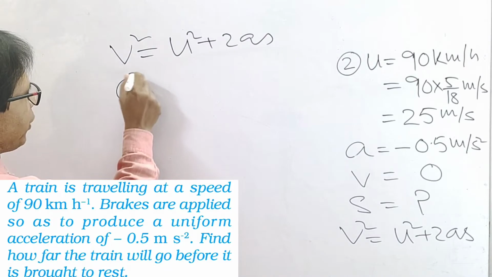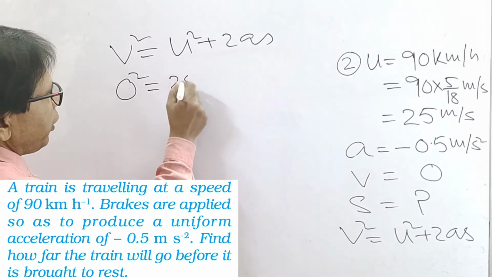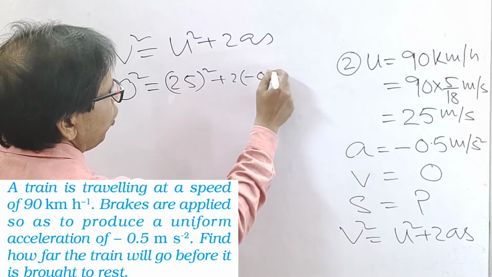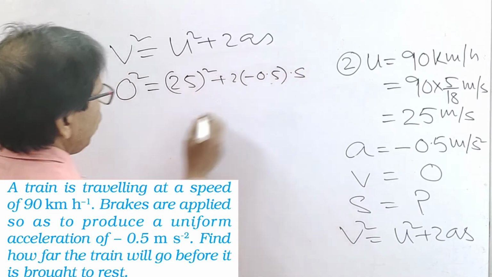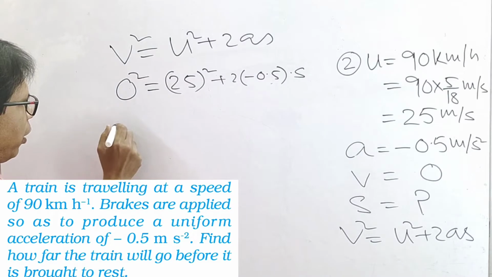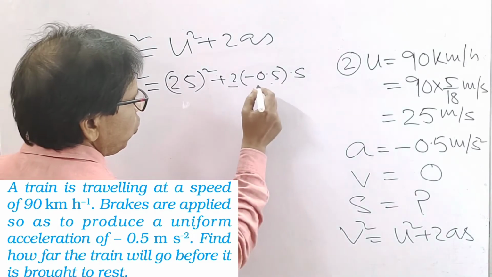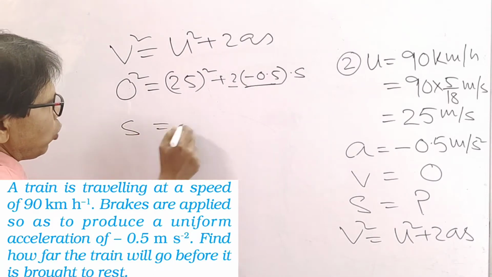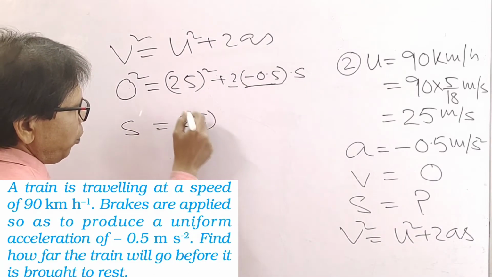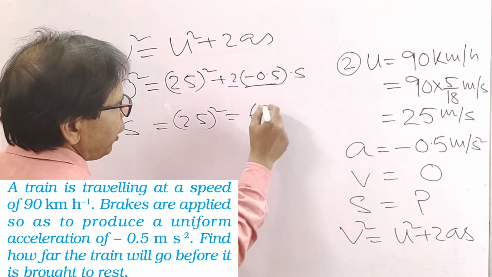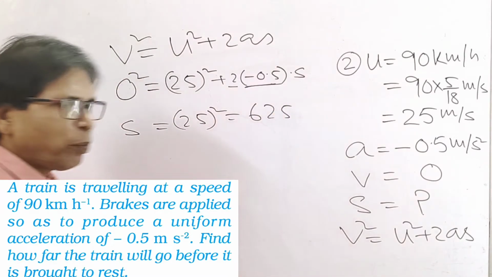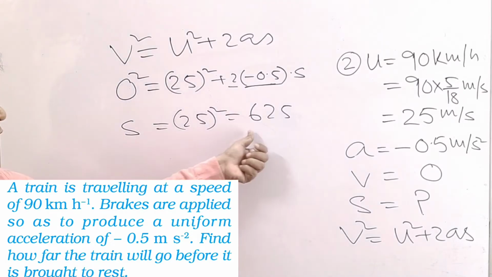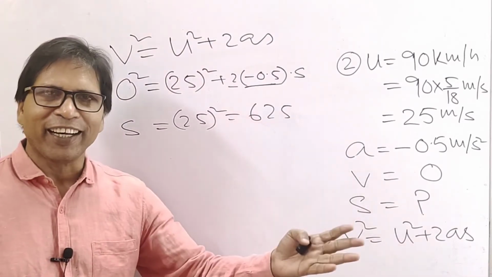Look at this, v square equal to u square plus 2as. Here v is 0 square, u is 25 whole square, plus 2 into minus 0.5 into s. So 2 into 0.5 is 1. So s equals 25 whole square, so this is 625. Therefore the distance covered before coming to rest is 625 meter.